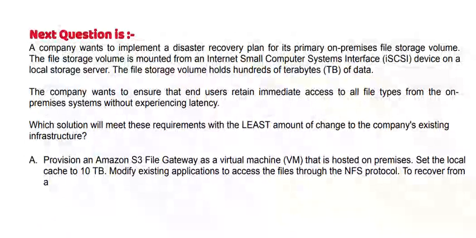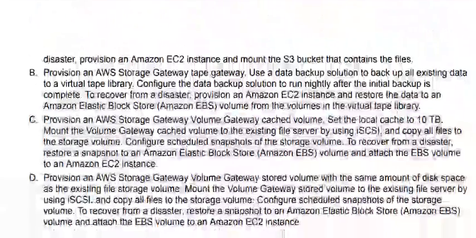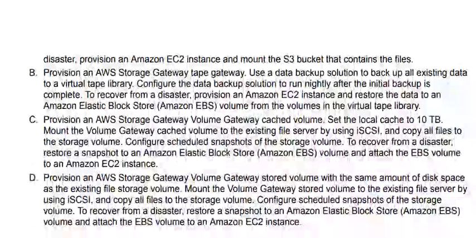Which solution will meet these requirements with the least amount of change to the company's existing infrastructure? Option A, provision an Amazon S3 file gateway as a virtual machine that is hosted on premises. Set the local cache to 10 TB. Modify existing applications to access the files through the NFS protocol. To recover from a disaster, provision an Amazon EC2 instance and mount the S3 bucket that contains the files.